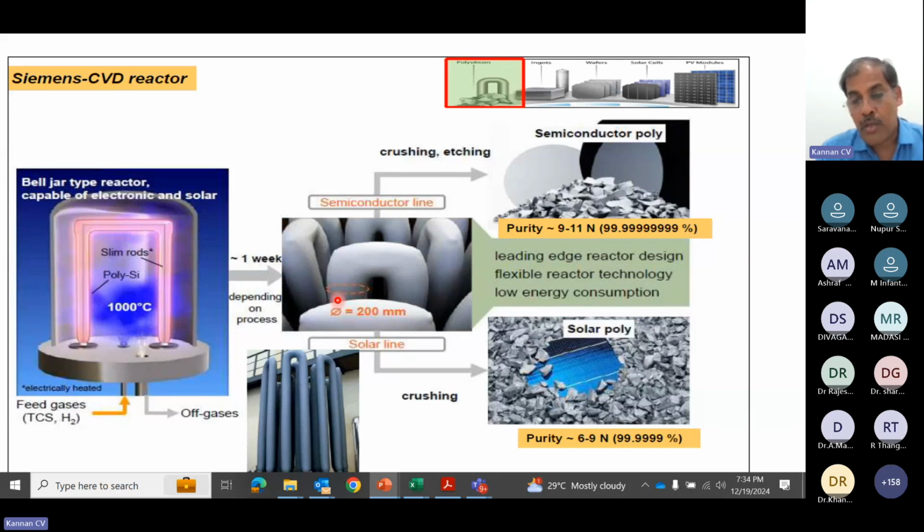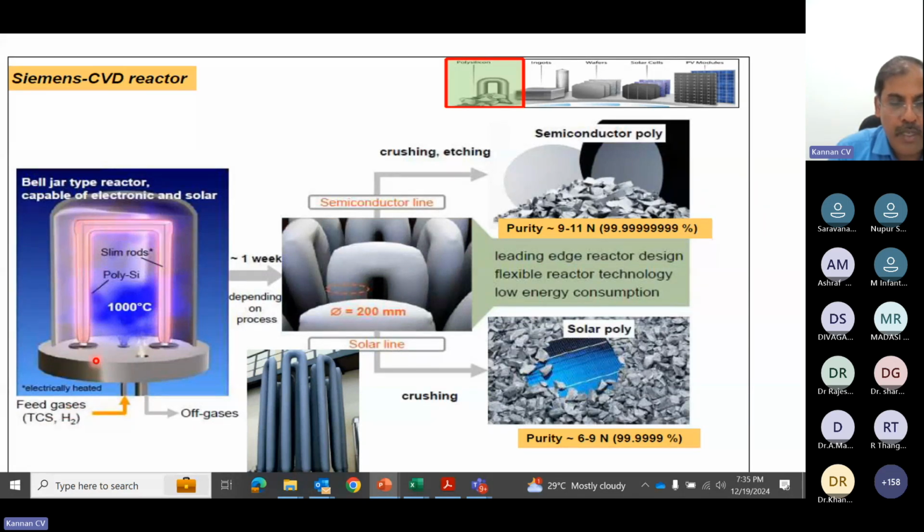The next slide shows, before I go into the CZ process growth, the different processes for high purity polysilicon growth. Though there are two different methods available, basically the Siemens based polysilicon process and the FBR based process, the Siemens based polysilicon production process is more dominant in the market, with close to 90-95% of polysilicon production through the Siemens based process. The Siemens based process means you allow trichlorosilane, TCS, gas along with hydrogen.